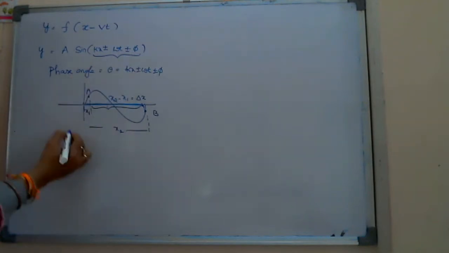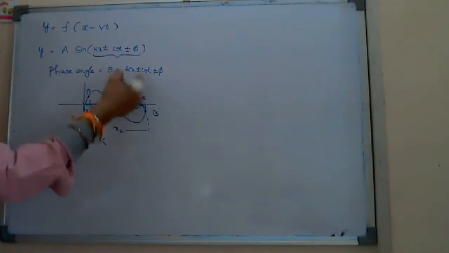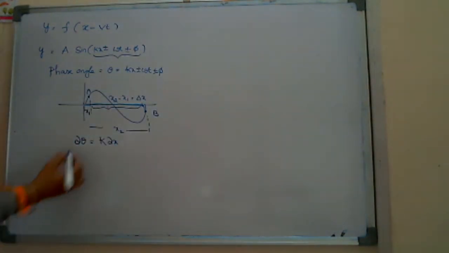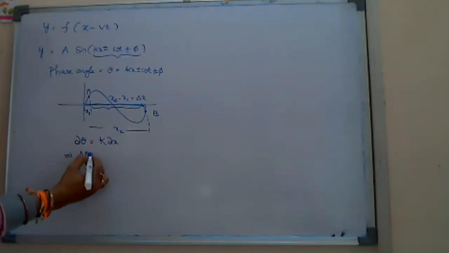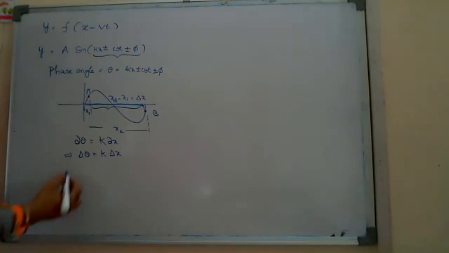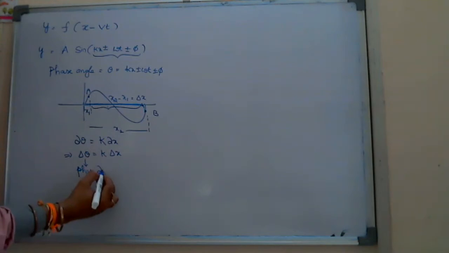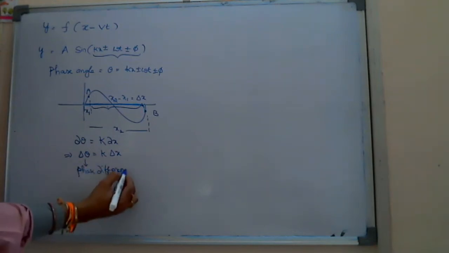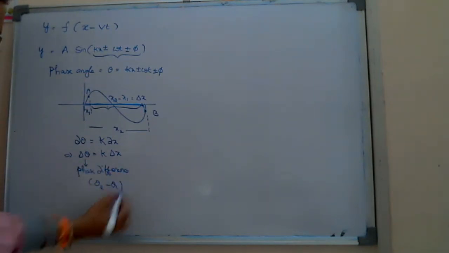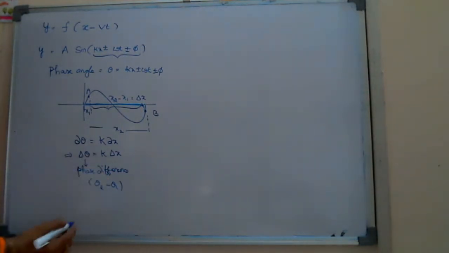If I differentiate this term partially, dou theta is equal to k into dou x. The rest of the terms are constant in the partial differentiation. We write this as delta theta is equal to k into delta x. This delta theta we call the phase difference, which is theta 2 minus theta 1, the difference in the phase angle.